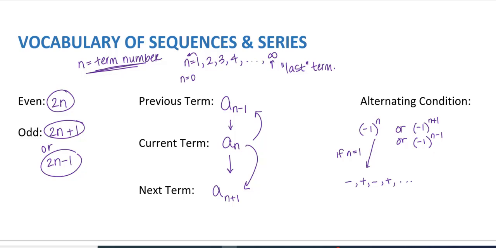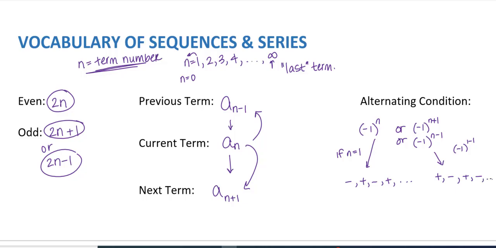Versus this other one over here, negative 1 quantity to the n plus 1 or n minus 1. If you put in n equals 1, now you're raising negative 1 quantity squared, which would be positive, or negative 1 to the 1 minus 1, well, that's negative 1 to the 0, which is also positive. So my first term would be positive, and then it would alternate from there.